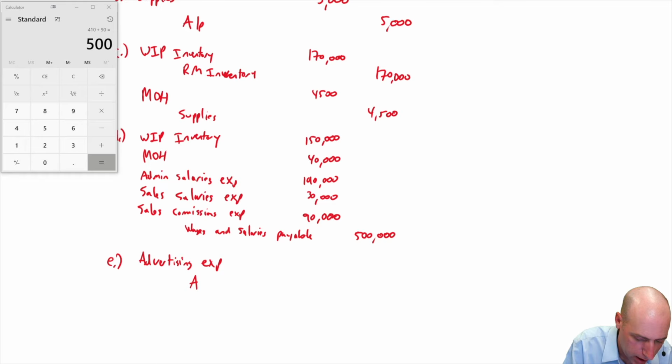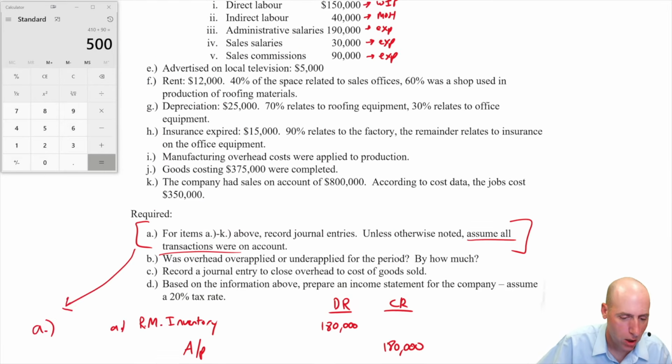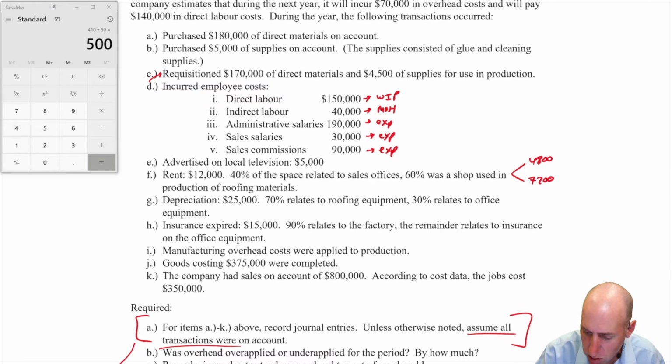And we're going to credit AP, of course. Everything's on account unless it says otherwise, and it did not say otherwise. On to F. Rent, $12,000. 40% relates to sales offices. 60% was the shop used in production. So 40% of 12,000 is 4,800. 60% is 7,200. So the shop used in production, we'll start there.